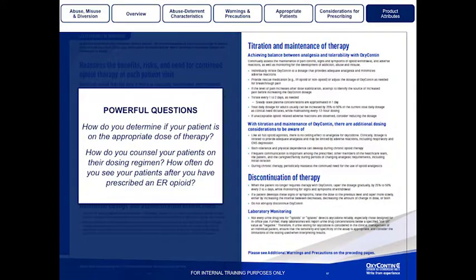You may want to ask HCPs this powerful question. How do you determine if your patient is on the appropriate dose of therapy? Or, how do you counsel your patients on their dosing regimen? How often do you see your patients after you've prescribed an ER opioid?